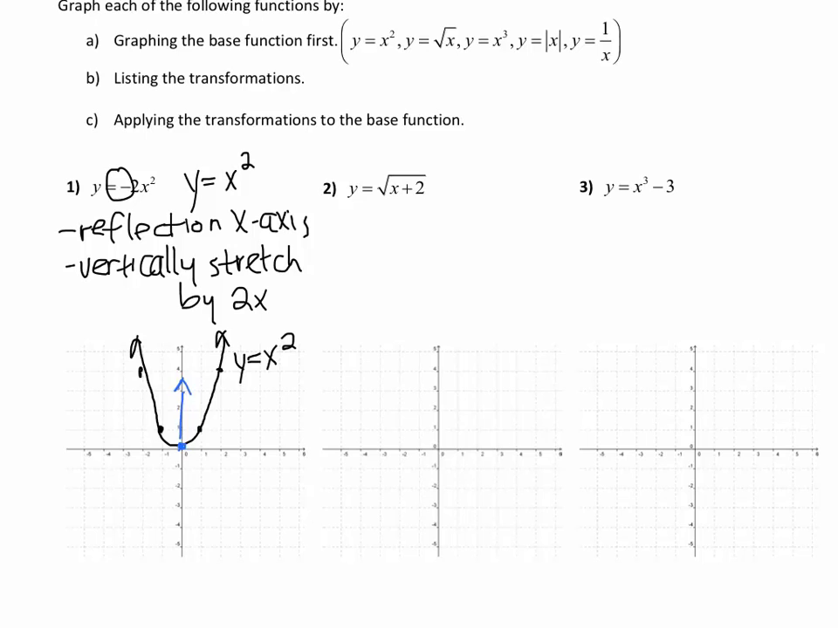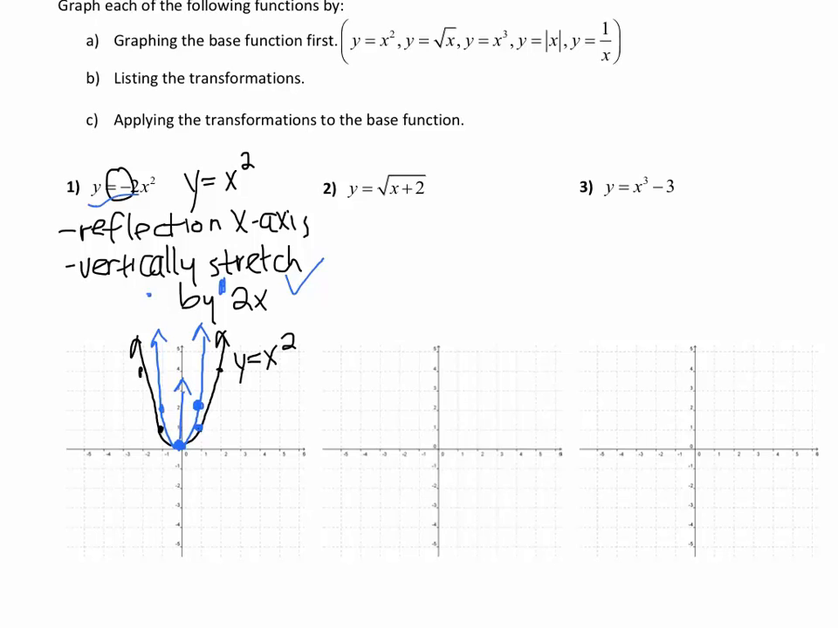0 times 2 is just 0, so our point at 0, 0 is going to stay the same. If we take this point here and multiply 1 times 2, that'll give us 2. So our new point's going to be up here. And then 4 times 2 is going to give us 8, so it's going to be way up there. Same here, the 1 again times 2 would give us 2. 4 times 2 would give us 8, so it's going to be way up here again. This is our first part of our transformation, is that we vertically stretched it.